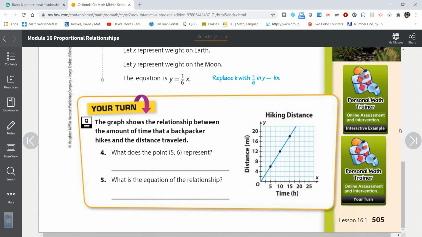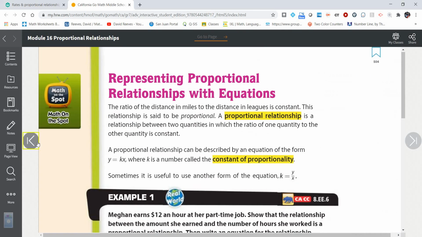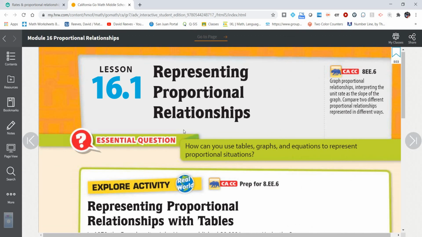All right, so I hope that helps you understand what a proportional relationship is and how to represent that proportional relationship. We represent it as a table, we represent it as a graph, and we represent it as an equation where y is equal to kx. K is called the constant of proportionality. That is what you multiply the input x by to get the output y. And if you want to find it, you simply do y divided by x.